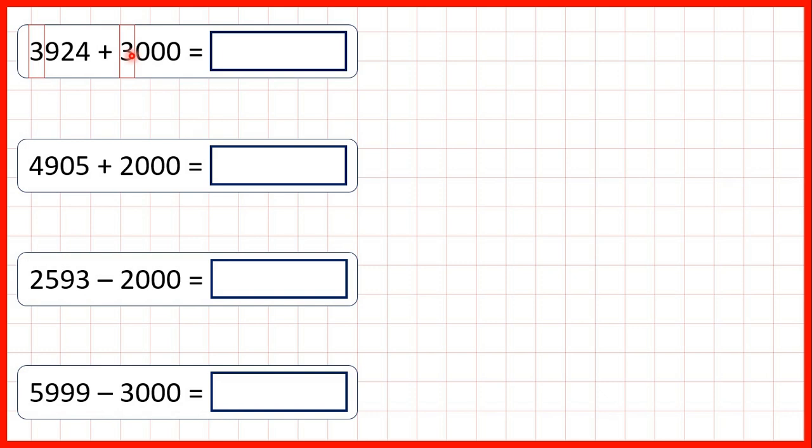highlight our thousands digits, and 3 plus 3 is 6, so our answer is 6,924, because our hundreds, tens, and ones stay the same.